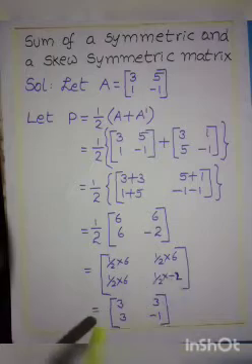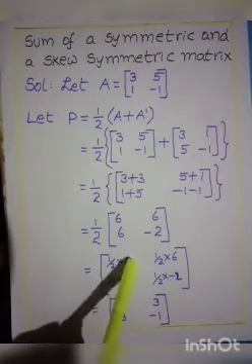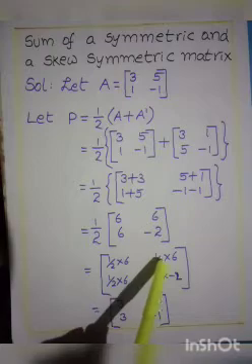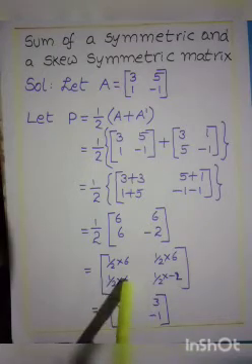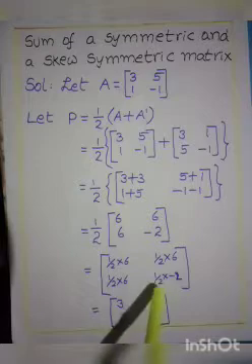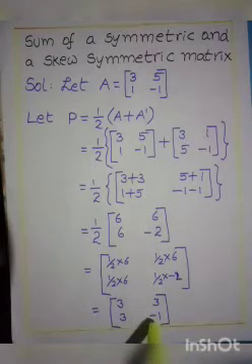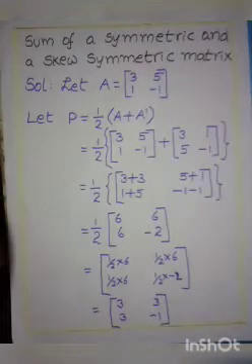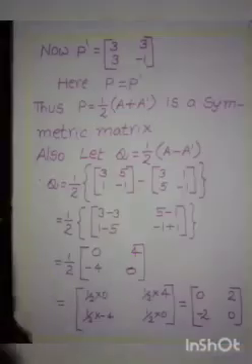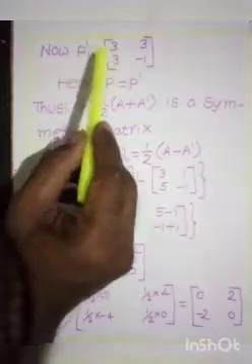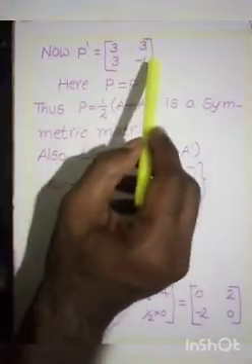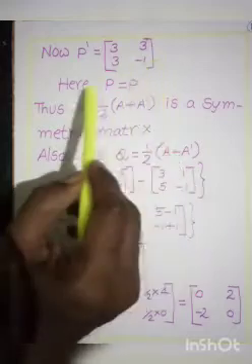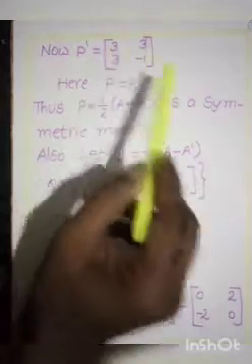Right. That is equal to, by simplifying these numbers, we get 3, 3, 3, and minus 1. Understood this step, my dear children? Right. Now P dash is equal to matrix 3, 3, 3, minus 1. If you observe, P and P dash are equal.